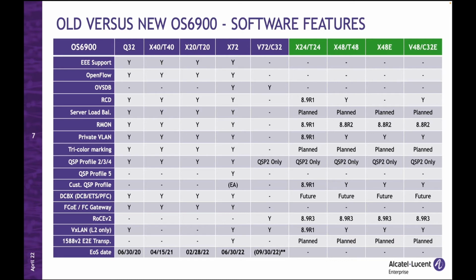Alright, what about VXLAN? VXLAN on layer 2 has been added in release 8.8R1. It gives the ability to use the 1600 as a hardware VTEP and also as a gateway to connect legacy hosts with the virtualization domain.